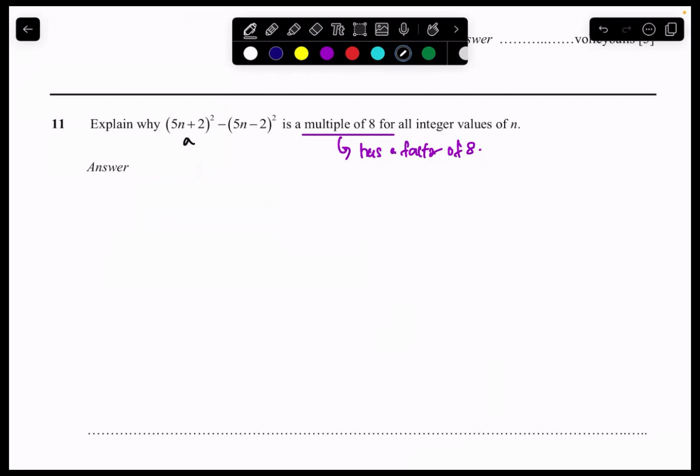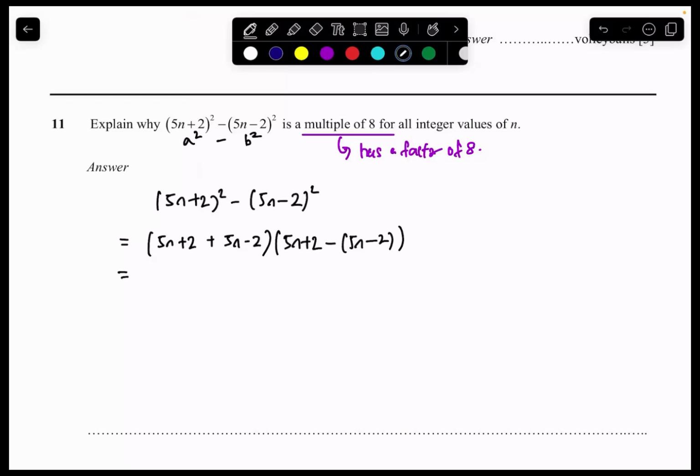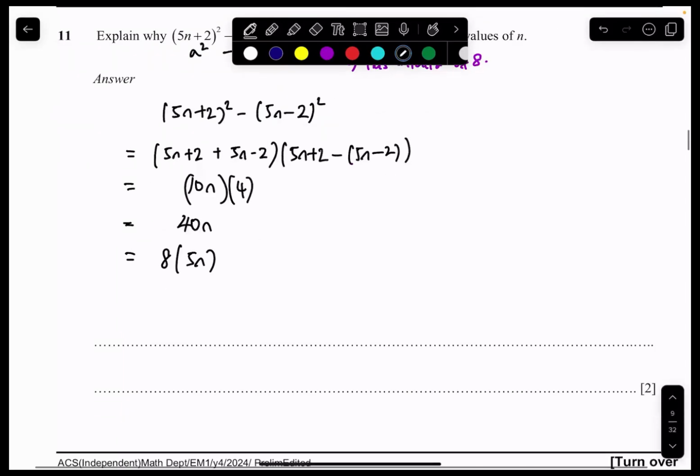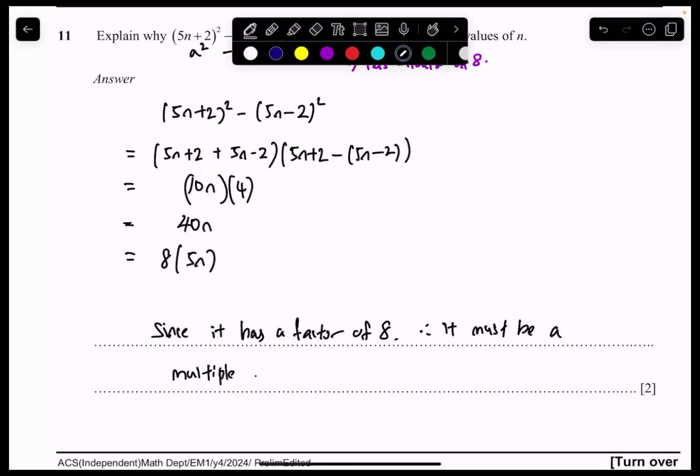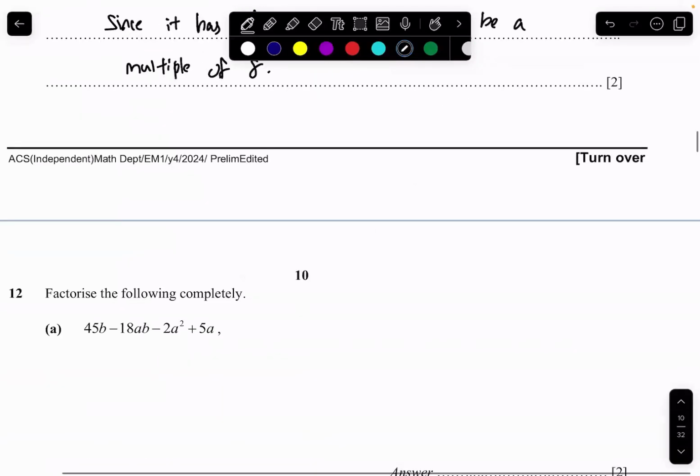I'm looking at this as a squared and this as b squared, so it's a squared minus b squared. So it can be written as (5n plus 2 plus 5n minus 2) times (5n plus 2 minus 5n plus 2), that is, a plus b times a minus b. So we have 5n plus 5n, that's 10n, and 2 minus 2 is gone. Then the other side, 5n minus 5n, no more 5n, and 2 minus negative 2 is 4. So we get 40n, which has a factor of 8 times 5n. Since it has a factor of 8, it must be a multiple of 8.